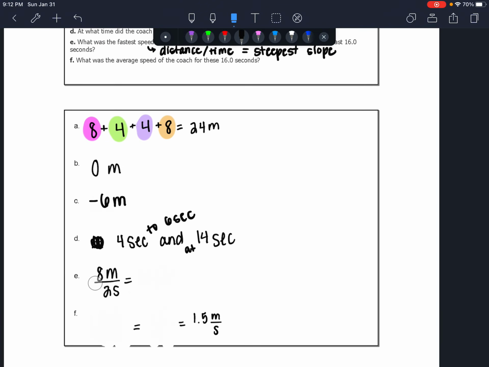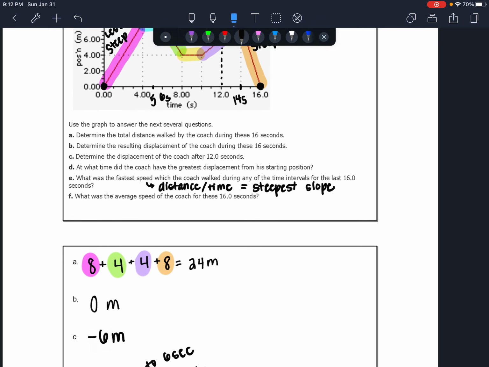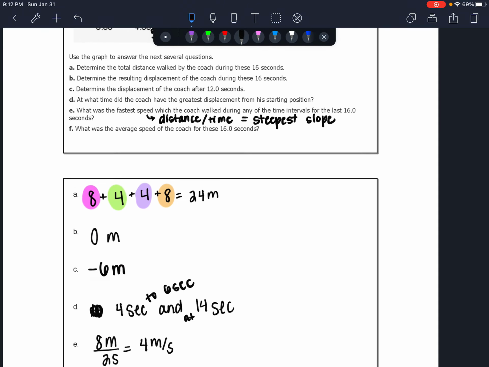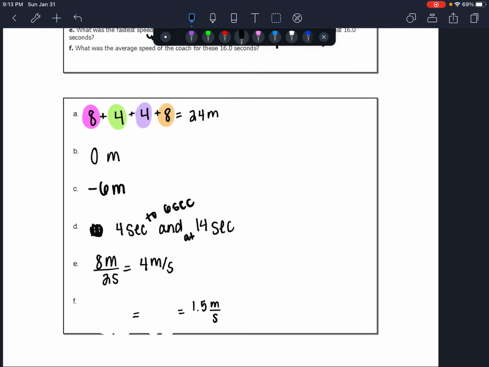Now my iPad's not wanting to respond. There we go. So from 14 to 16 seconds, my displacement or my rise was down 8 meters and my run was over 2 seconds. So my speed is going to be 8 meters over 2 seconds, which reduces to 4 meters per second.